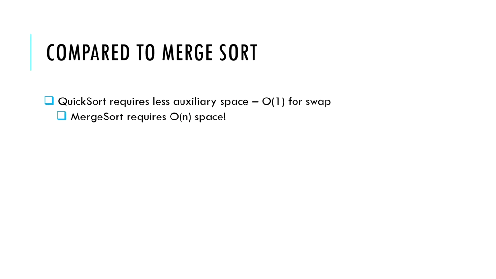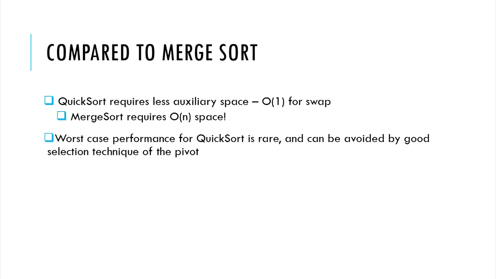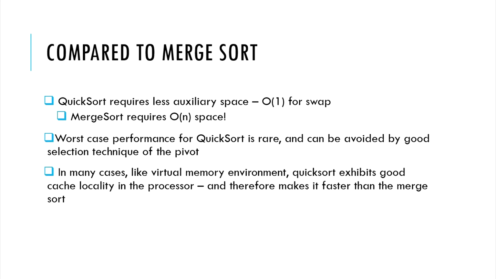Compared to merge sort, quicksort requires lesser auxiliary space. Quicksort is an in-place sorting algorithm, while merge sort requires an order of n space for the merge operation. We have discussed that the worst case performance of quicksort is order of n square. Practically, however, this performance is very rare and can easily be avoided by good pivot selection technique. Quicksort algorithm also exhibits a better cache locality in the processor compared to the merge sort algorithm. Therefore, in most cases, quicksort is generally faster than the merge sort algorithm.